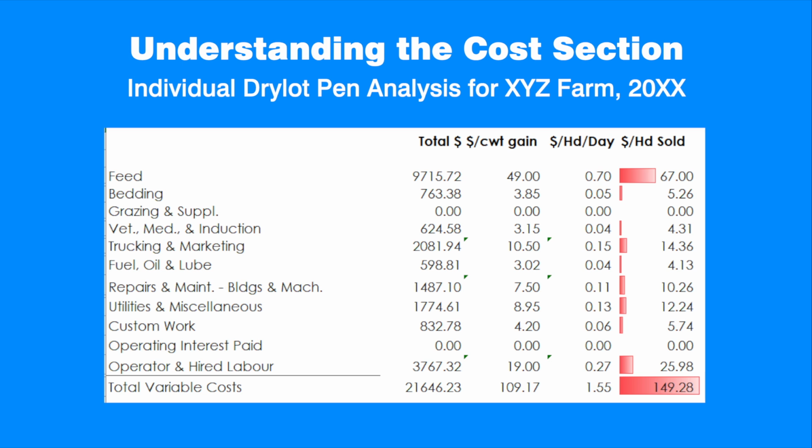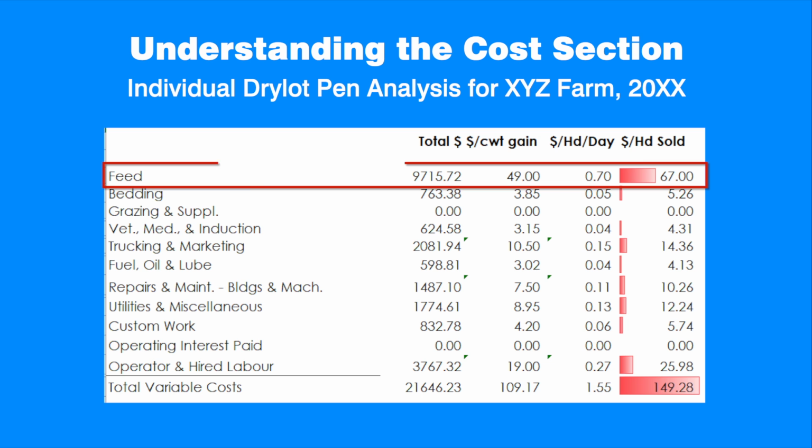The cost section summarizes critical production cash and non-cash expenses, such as feed, bedding, veterinary, labor, and depreciation. In this example, we can see that feed is the major contributor to the variable costs, accounting for about 45% or $49 per 100 pounds of gain. Together with the bedding cost, they account for about 50% of variable costs.